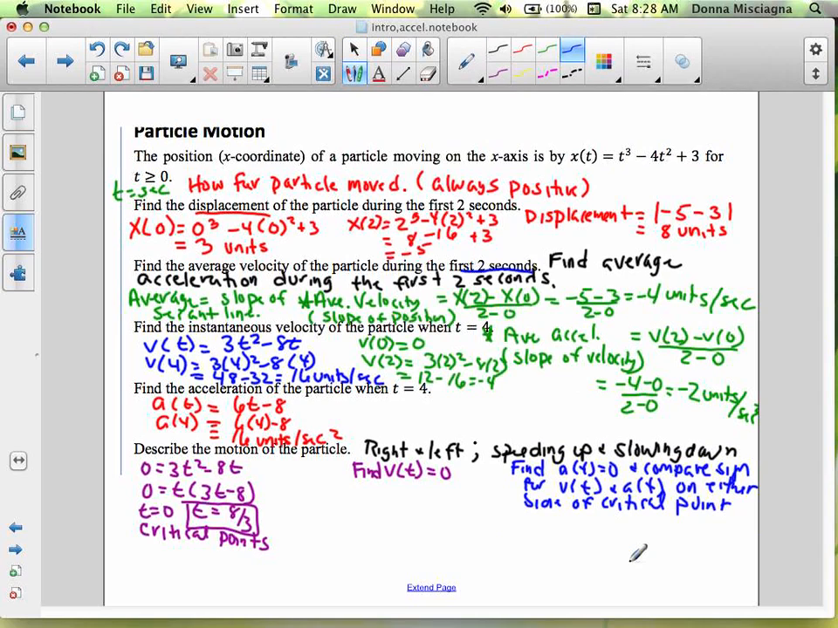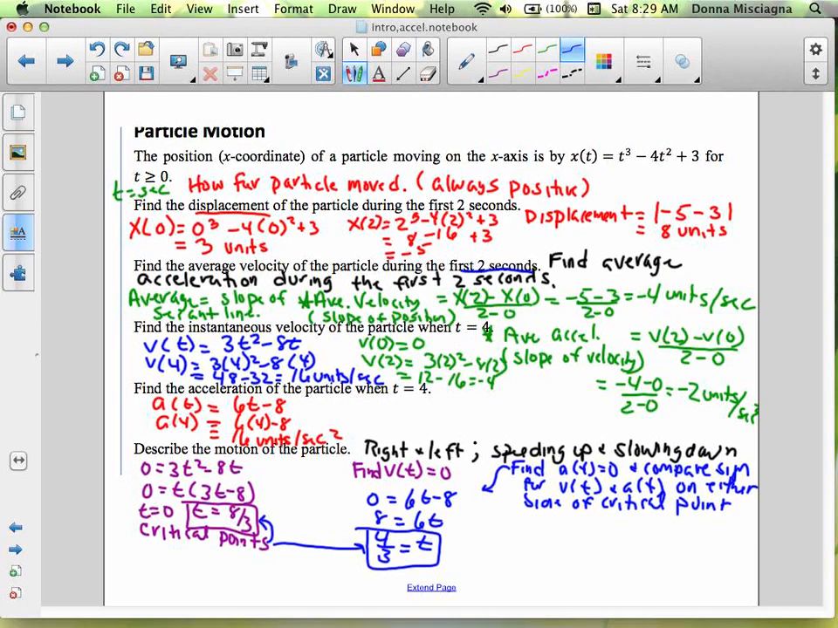All right, so now let's set a of t to 0. We have the equation for acceleration, 6t minus 8. So 0 equals 6t minus 8. 8 equals 6t. Divide by 6, and that's 8/6 or 4/3. All right, so this is another critical point. So this is a critical point, and this is a critical point. We have one meaningful one for velocity, and we have one for acceleration.